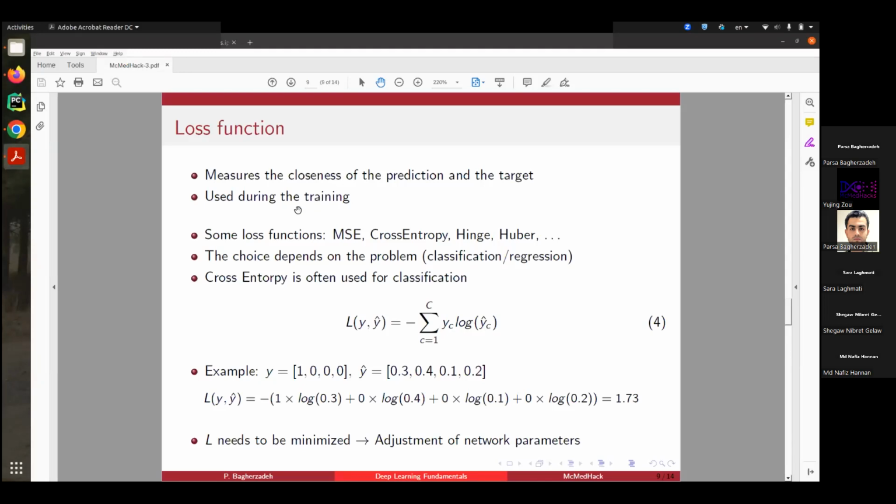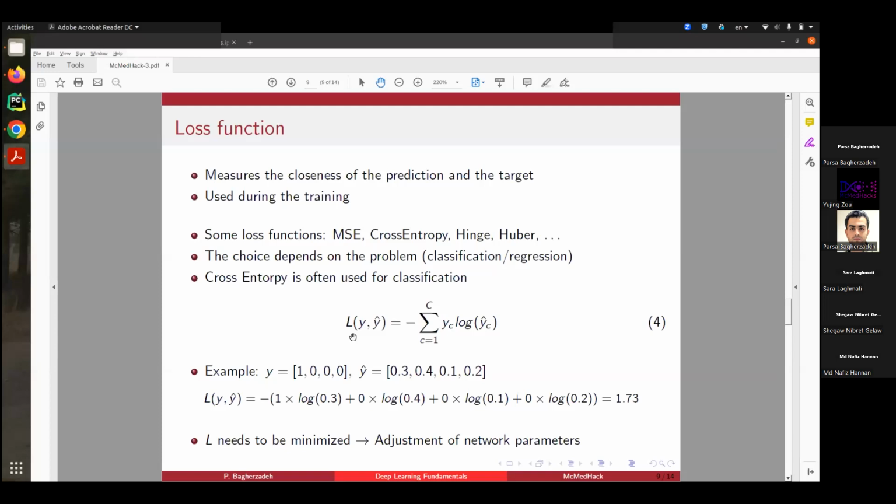Our desired target. Some of the loss functions that are very common are MSE, mean square error, cross entropy, hinge, and Huber, depending on what the problem at hand is, classification or regression. We would have different choices. For instance, for a regression problem, one common loss function is MSE. For classification, for instance, it is cross entropy or hinge, and so on and so forth. But in our tutorial, we would use cross entropy loss. So cross entropy, again, measures the closeness of the prediction and the targets.